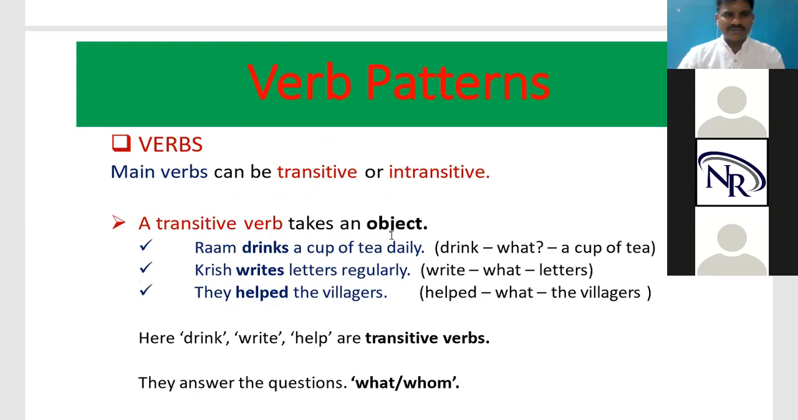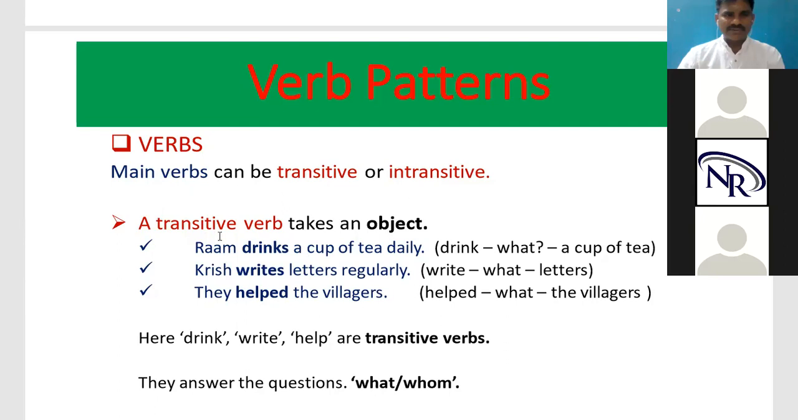Transitive verb takes an object. Intransitive verbs don't take an object. Main verbs are divided into two categories: transitive and intransitive verbs. Transitive verbs take an object. Intransitive verbs don't take an object.